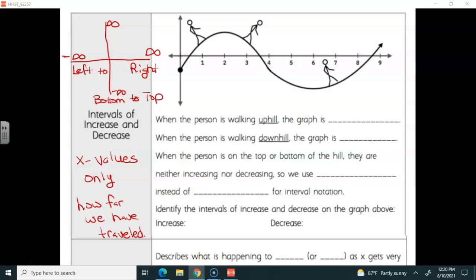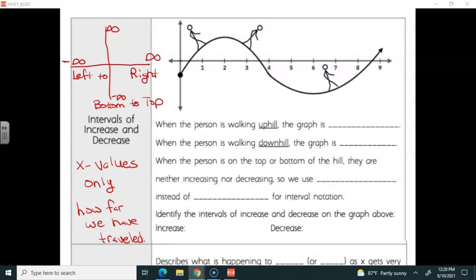So let's look at our little walk here. Okay, we start here at 0 and we are going uphill until we hit 2. Okay, what are we doing there when a person is walking uphill? The graph is increasing. Then at 2, we start going downhill until we reach 6. And at that part, we are decreasing.